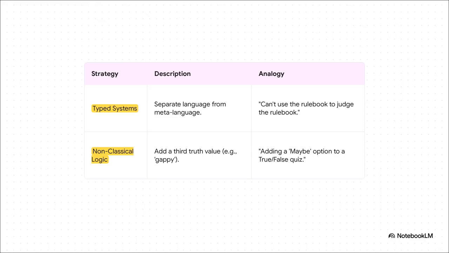This creates a kind of hierarchy of language. Essentially, a statement isn't allowed to talk about its own truth value. That's a job for a higher level of language. It's like saying you can't use the rulebook to judge the rulebook itself. The second route, non-classical logic, just changes the rules of the game. It says, okay, forget just true or false. It adds a third option, a kind of maybe or undefined, that you can assign to these paradoxical sentences.